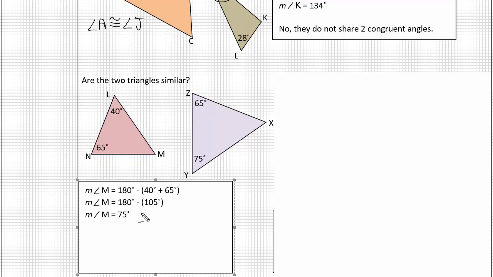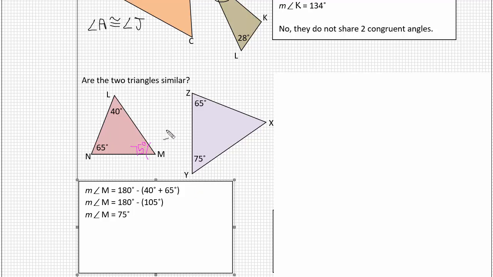Okay, so I set up my math sentence, again finding the measure of angle M, adding together 40 and 65, and that got me 105, and then subtracting that from 180, so 180 minus 105 got me that the measure of angle M is in fact 75 degrees. So this angle here is 75.